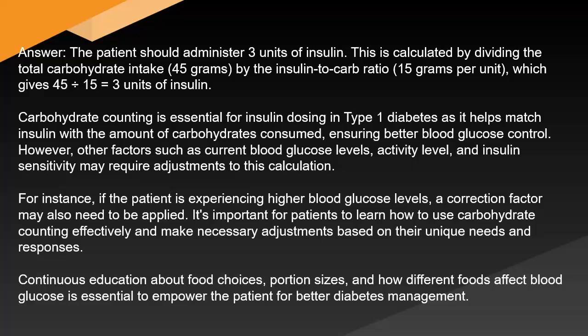However, other factors such as current blood glucose levels, activity level, and insulin sensitivity may require adjustments to this calculation. For instance, if the patient is experiencing higher blood glucose levels, a correction factor may also need to be applied. It's important for patients to learn how to use carbohydrate counting effectively and make necessary adjustments based on their unique needs and responses. Continuous education about food choices, portion sizes, and how different foods affect blood glucose is essential to empower the patient for better diabetes management.